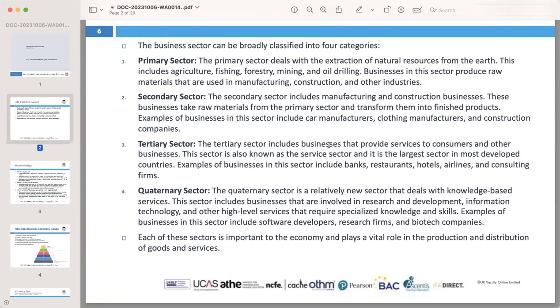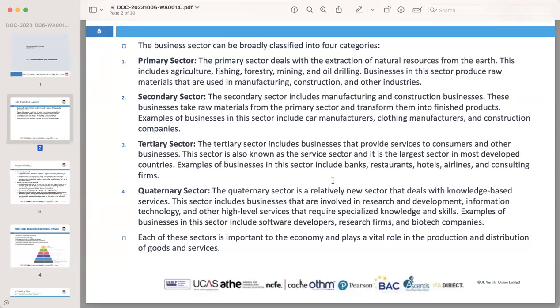consumers and other businesses. This sector is also known as the service sector, and it is the largest sector in most developed countries. Examples of businesses in this sector include banks, restaurants, hotels, airlines, and consulting firms. So jobs in the tertiary sector do not involve the production of tangible goods, but instead focus on providing services to others. So this sector includes a vast area of professions, ranging from healthcare workers to airlines, restaurants, hotels, or consulting firms.